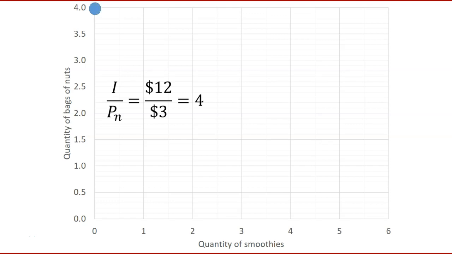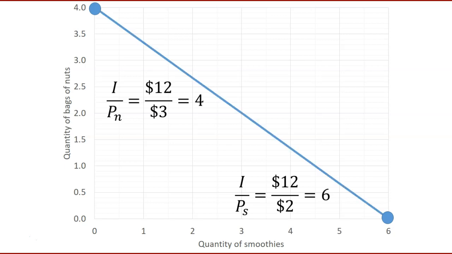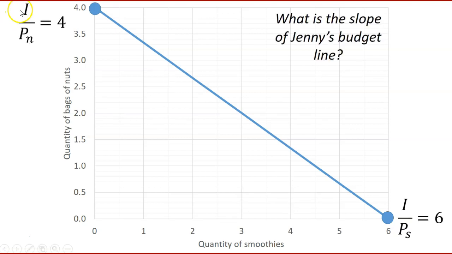Then we ask the alternative. What if, on the other hand, she had spent all of her budget on just smoothies? Well, then it's the budget that's available divided by the price of the smoothies, which is $2 each. So that's a total of 6 smoothies. These are the two extremes. All we then have to do is join the dots with a line, and voila, we've got the budget line. Simple. It's that easy. So income, or the budget, over the price of nuts gives us the maximum of 4 nuts. Income over the price of smoothies gives us the 6 smoothies.